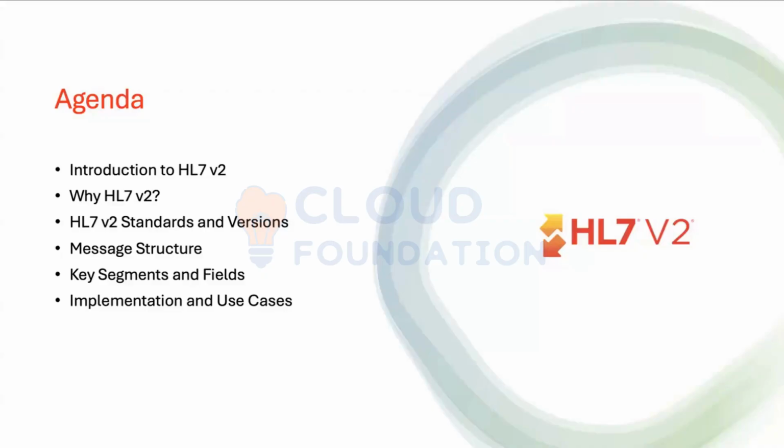There are different versions. First of all, the different versions of HL7, that is HL7v2, HL7v3, CDA, CCDA, FHIR. There are different versions of HL7 FHIR, that is DSTU2, DSTU3, R4, R4B, R5. Also, there are different versions of HL7v2, that is 2.1, 2.2, 2.3 to 2.9.